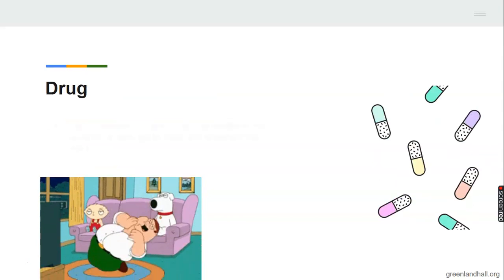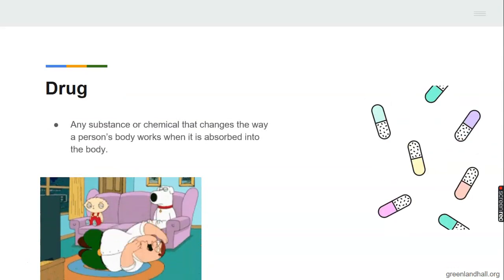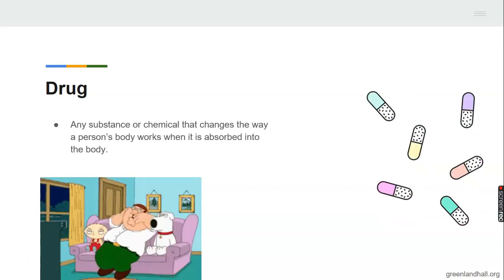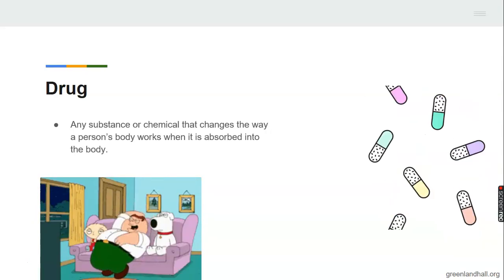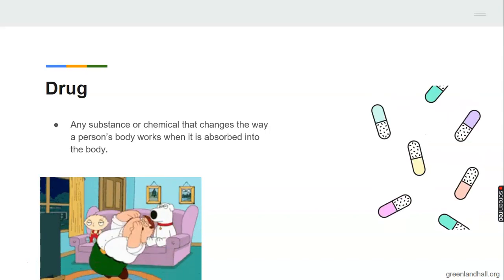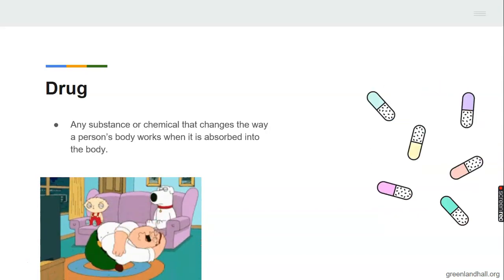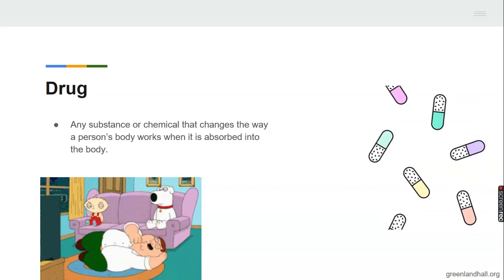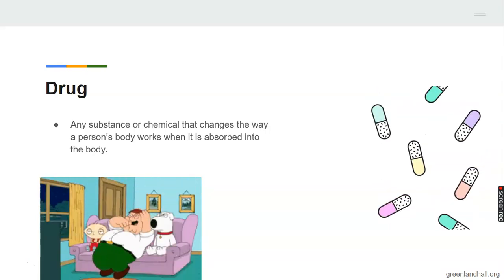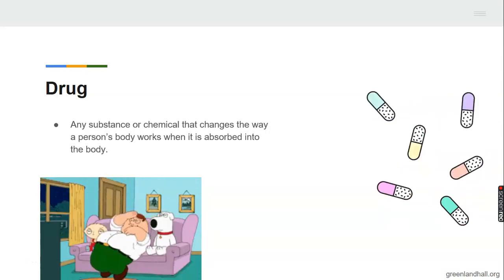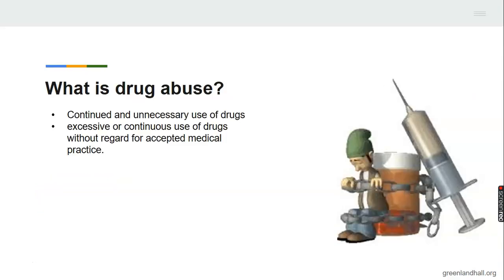What is a drug? A drug is any substance or chemical that changes the way a person's body works when it is absorbed into the body. Then what is drug abuse? Drug abuse is continued unnecessary use of drugs.